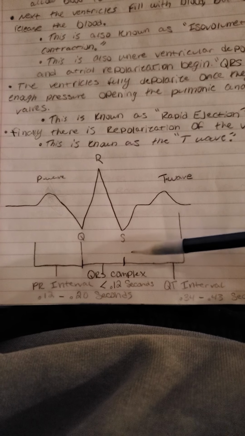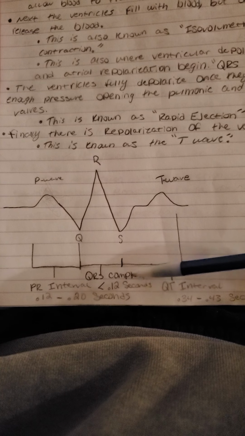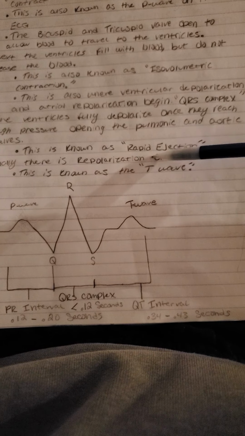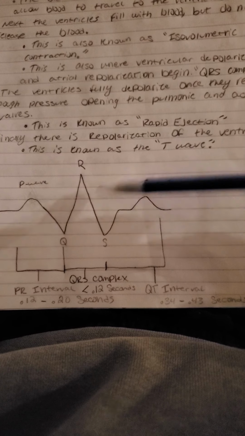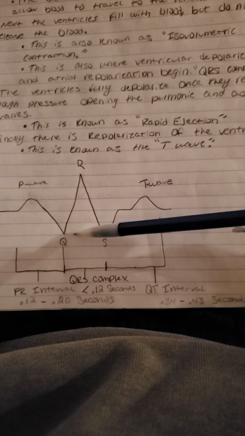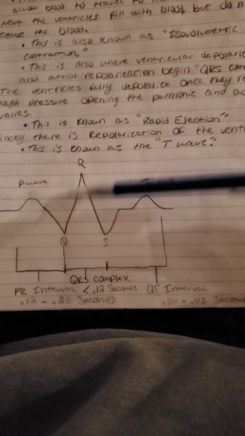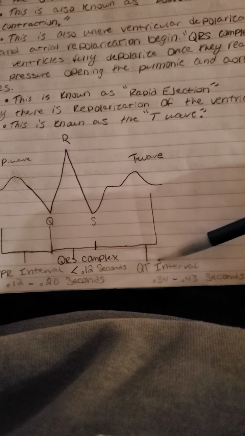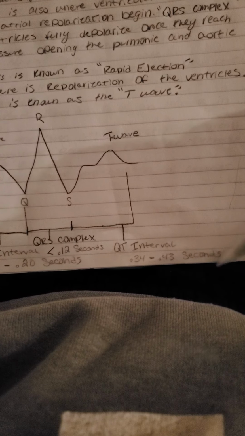The QRS complex should be less than 0.12 seconds. And that kind of matches with that name, rapid ejection, because it's quick. It's very fast. The ventricles fill and then depolarize and then start the repolarization process, being the T wave. And so our QT interval is 0.34 to 0.43 seconds.